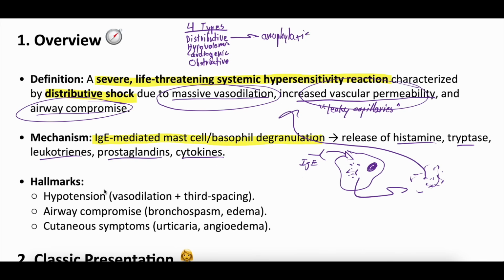The hallmarks of this are often hypotension from the vasodilation and the third spacing. You can get airway compromise from bronchospasm or edema. Cutaneous symptoms like urticaria and angioedema are some of the hallmarks. You can also get GI symptoms, which is one of the more overlooked symptomatologies of anaphylaxis, but we'll get more into all that as this discussion goes on.